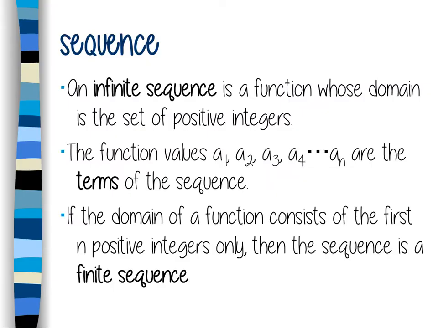So a sequence can either be infinite or finite. Infinite means it's unending, but it's a function whose domain is the set of positive integers. So when we find a series of numbers, we'll be using positive integers. You won't be plugging in negative numbers. The function values that are labeled as such, a sub 1, a sub 2, a sub 3, a sub 4, and so on and so forth, are terms of the sequence.